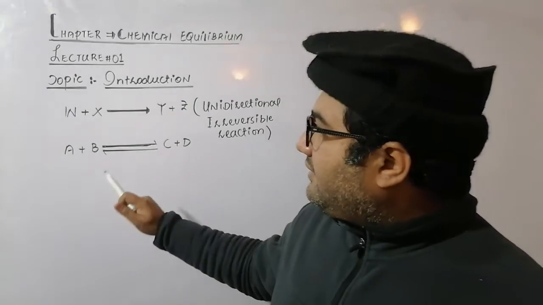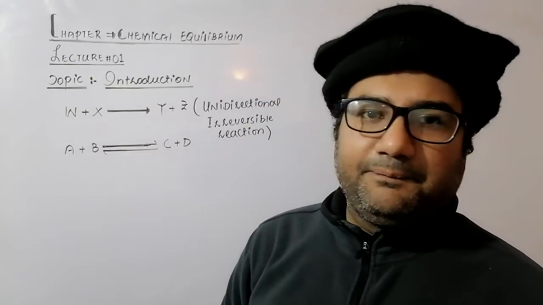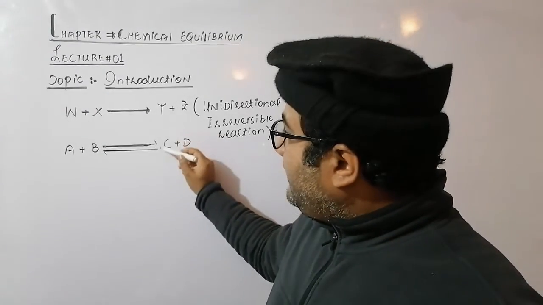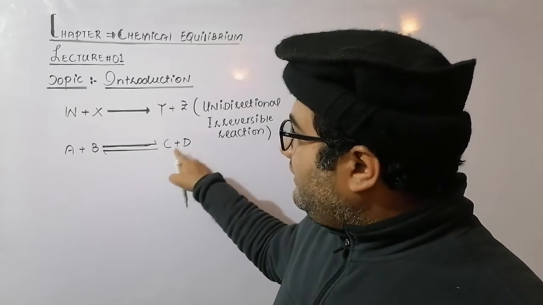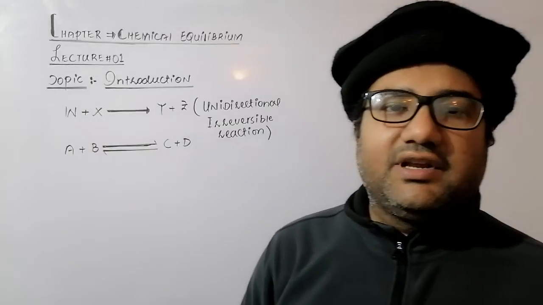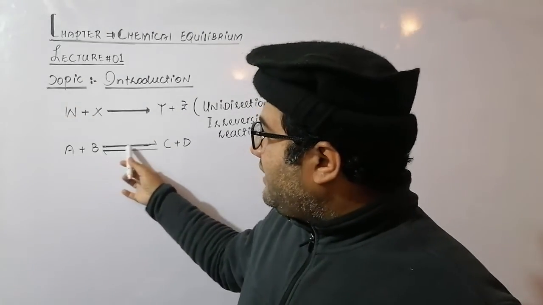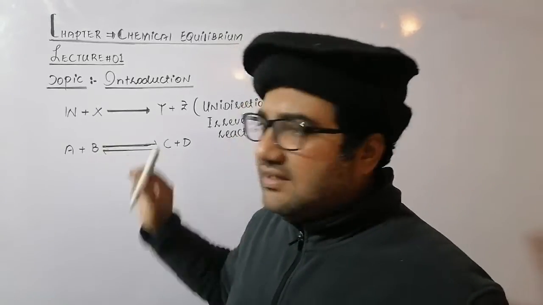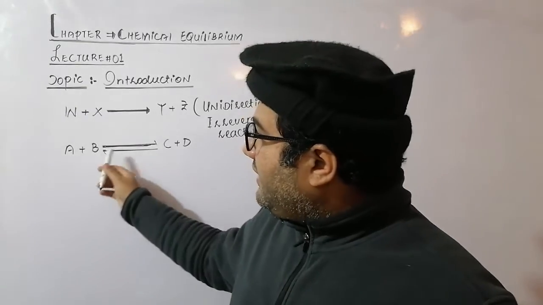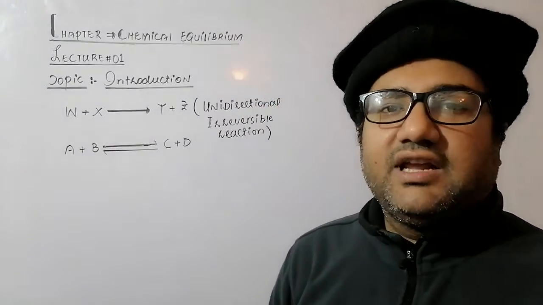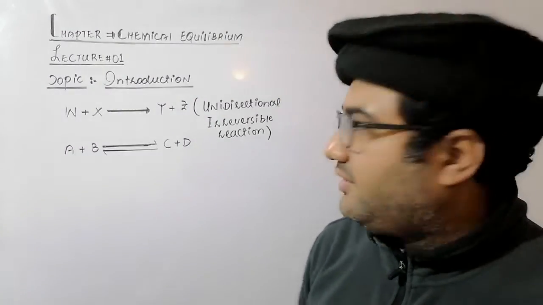On the other hand, there is another reaction in which A reacts with B to form C and D. But C and D are unstable, and under the same conditions C and D react again and form A and B. So this reaction takes place in two directions, one is the forward direction and the other is the backward direction. In the forward reaction, A and B are reactants and C and D are products, while in the reverse reaction, C and D are reactants and A and B are the products.